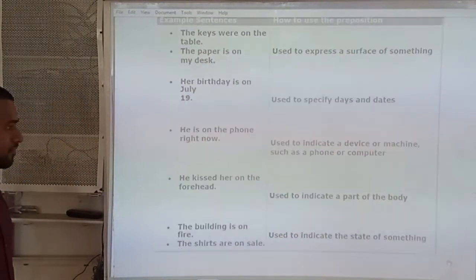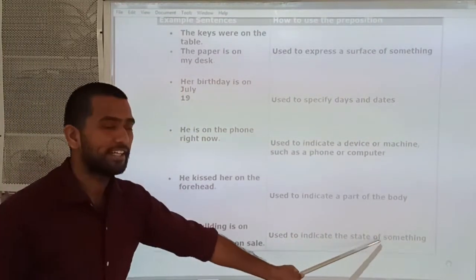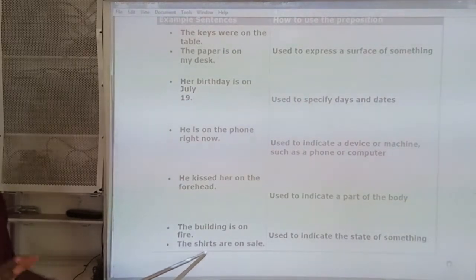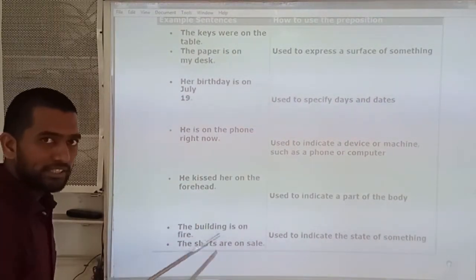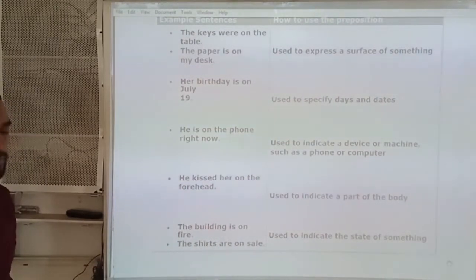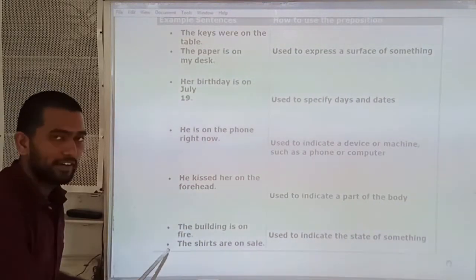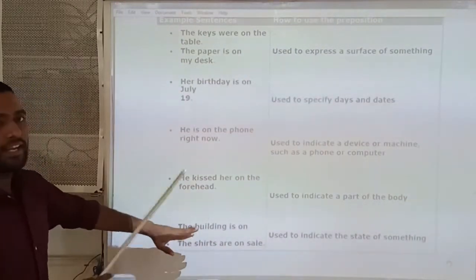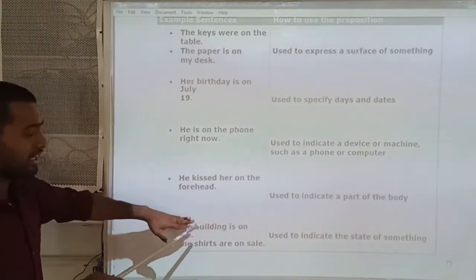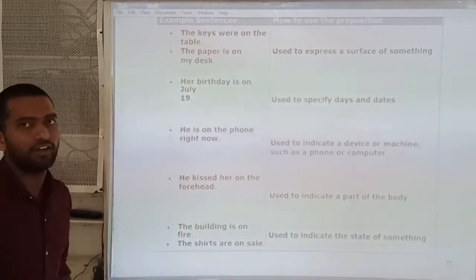Next, preposition on is also used to indicate the state of something. State of something means, if you look at these examples, then I can explain by using these examples. Look at them. The building is on fire. What is the state of this noun phrase in the sentence? It is on fire. So, when we use it to indicate a state of something or what is going on with the noun phrase at the present moment, we use the preposition on.